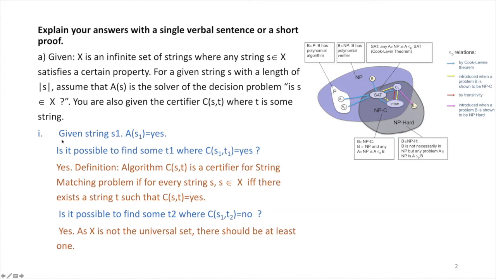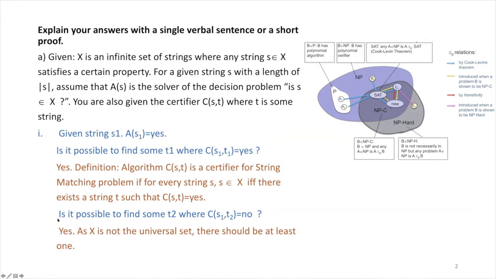Part 1. Given string S1, A(S1) is yes. The question is, is it possible to find some T1 where certifier C(S1,T1) is yes? The answer is yes, because by definition, algorithm C(S,T) is a certifier for the string matching problem if for every string S, S is an element of X if and only if there exists a string T such that C(S,T) is yes.